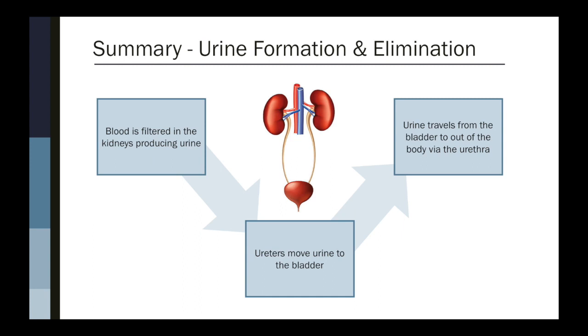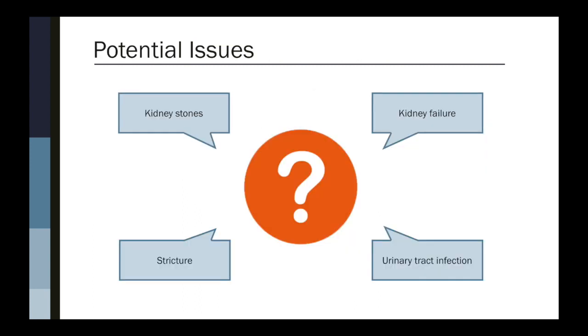Once in the bladder, it becomes the holding tank and stores urine until the body decides to get rid of it, and that is done when the urine moves through the urethra. Now, before we close out this presentation, let's talk about some potential issues that can happen within the urinary system. These aren't necessarily common issues, but they're definitely painful and can be extremely debilitating to a person.